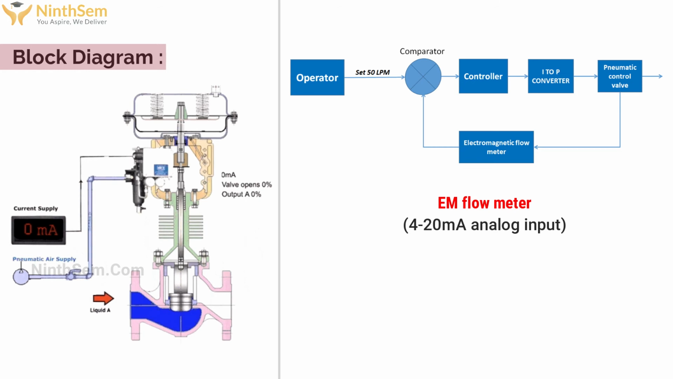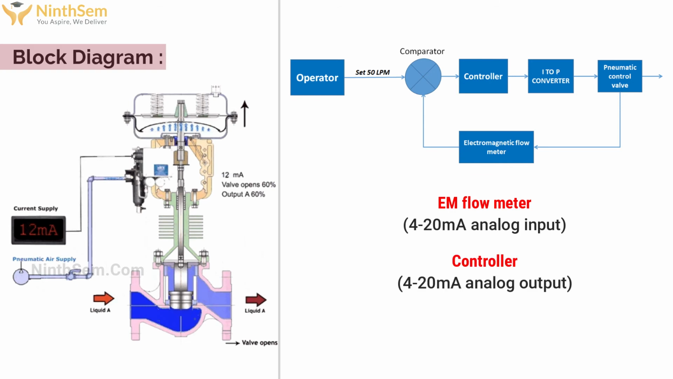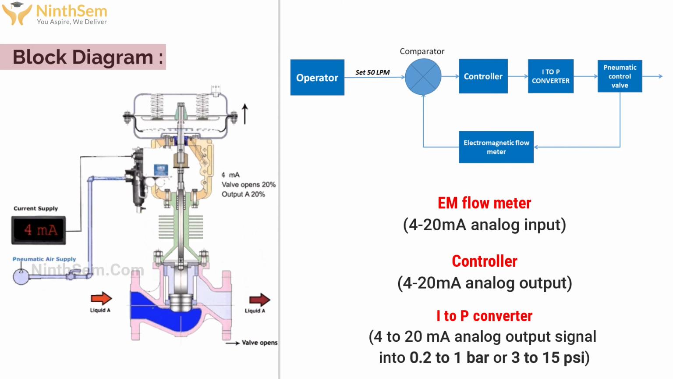So, the electromagnetic flow meter gives an analog input signal to the PLC, that is 4 to 20 milliamp. For 40 lpm, the PLC controller recognizes that the flow rate is lower than the set point, that is a 10 lpm deficit. Comparing this, it will generate an analog output signal, which is also 4 to 20 milliamp, to what? To the current to pressure converter. It is another transducer. This current to pressure transducer then converts 4 to 20 milliamp to a pressure signal, that is 0.2 to 1 bar or 3 to 15 pounds per square inch gauge.